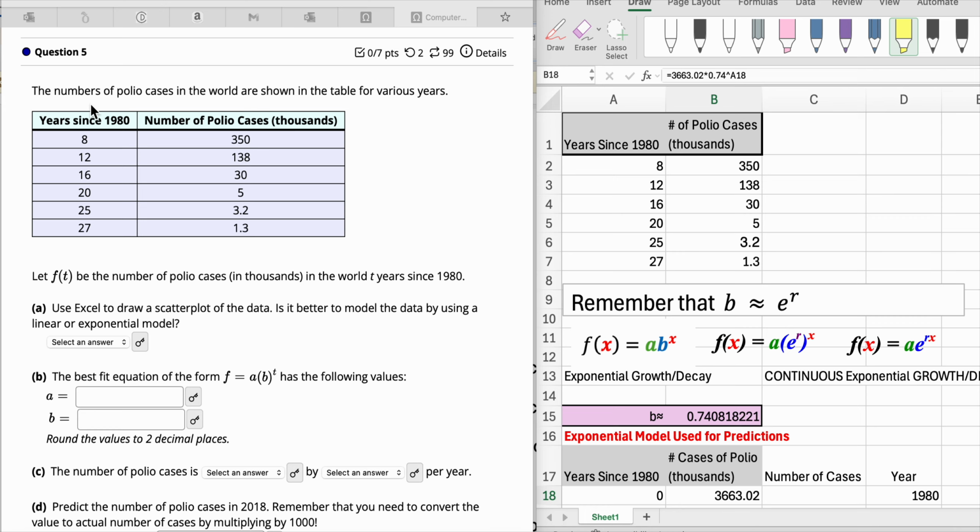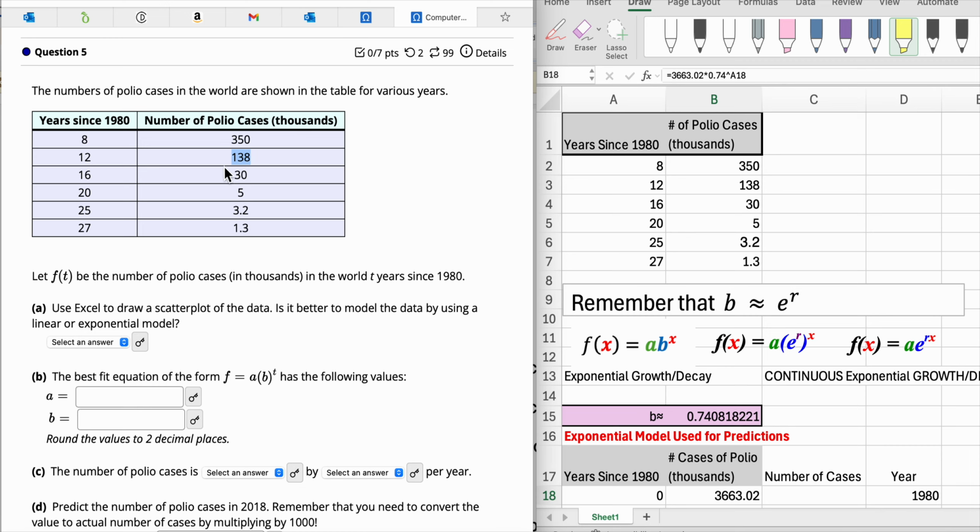And what we have here is some actual data. We are given the number of cases of polio in thousands of cases for various years. So notice here that it says years since 1980. So this first 8 represents the year 1988, 8 years since 1980. This second represents 1992. That's if I added 12, 1980 plus 12 years, the years since 1980, that give me 1992. And in 1992, there were 138,000 cases.